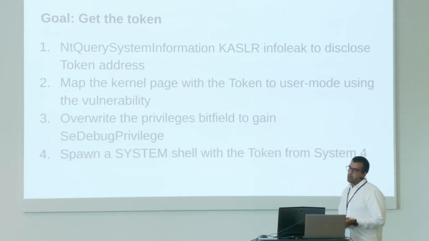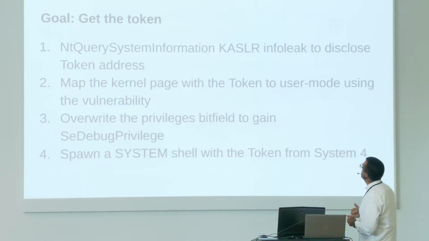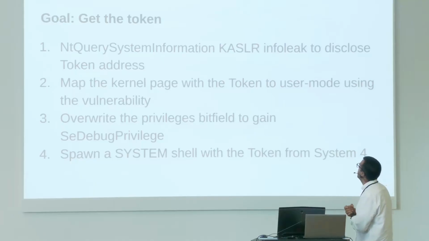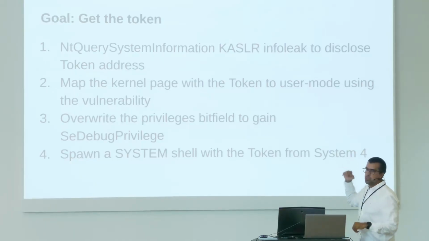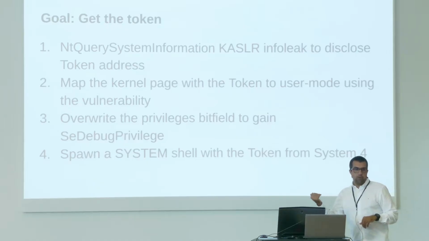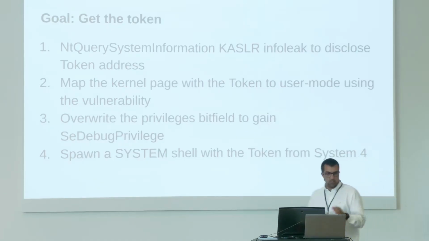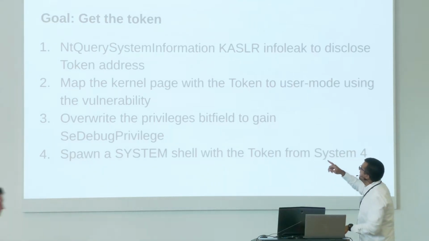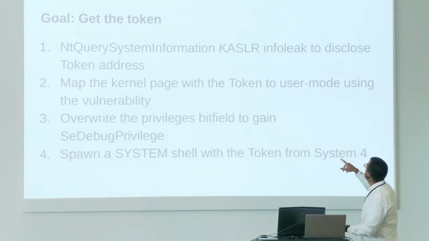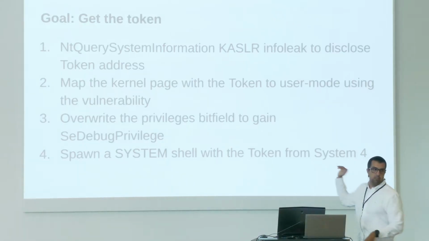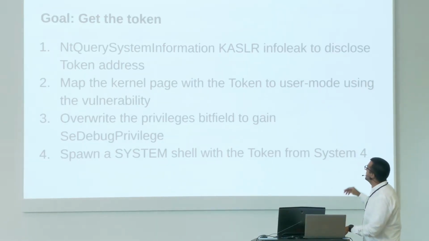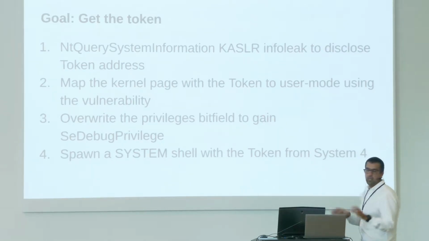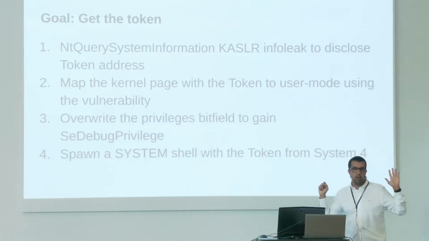So the goal to get the token is, first, to query system information to do the kernel ASLR info leak, to disclose the token address of the process System 4. So basically, you have the System 4 process, and you get the token because it's running as SYSTEM, and we want the address of it. We're going to map the kernel page with the token to user mode using the driver, and then override the privileges with a field to change to SeDebugPrivilege.